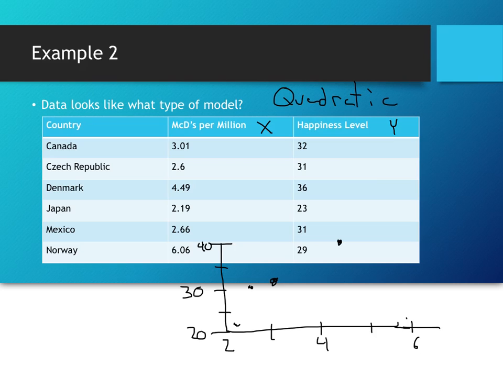2.66, 31. You'll get pretty darn close to this, right? They're awfully close, 2.6, 2.66. 6.09, 29, you get this. So it kind of looks like a quadratic deal. I didn't draw it perfectly, but it kind of looks like it goes up, and then it's coming back down, right? Now notice that we're not going through all of the points, but that's what this typically looks like.